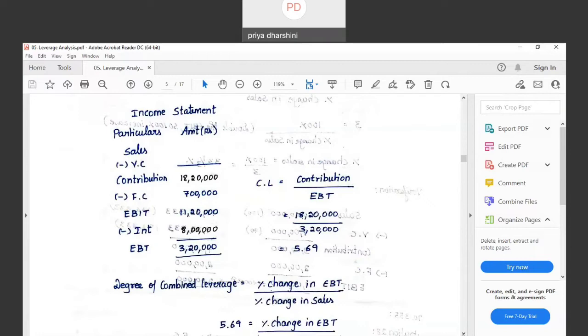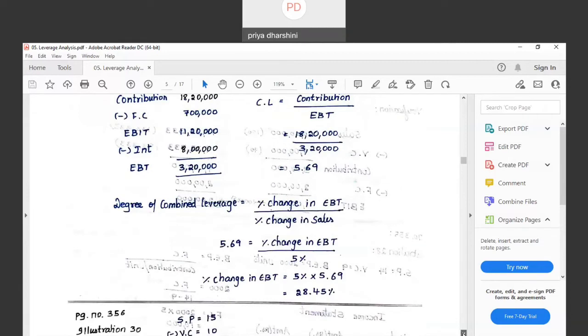What is the dependent variable here? EPS is dependent on what? Sales. Have they given you the percentage change in EPS? No, they are asking you for that. How much is the percentage change in sales? They've told 5%. Cross multiply, percentage change in EPS will be 28.45 percent. That's all. Is this sum understood?